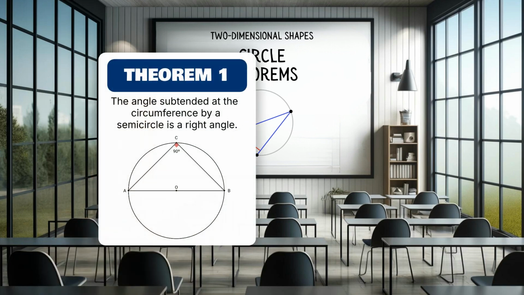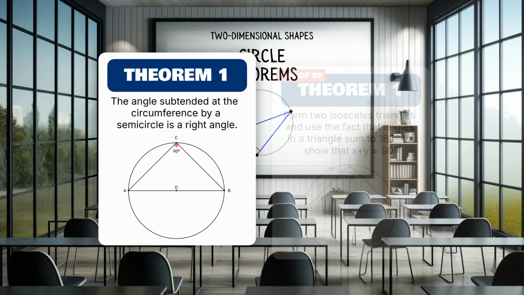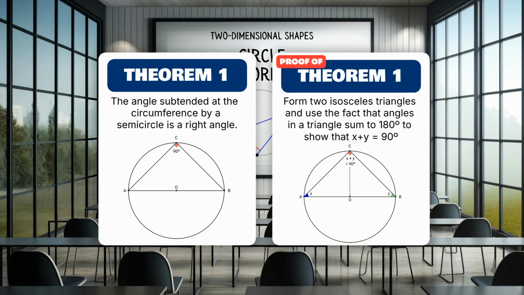We began by proving that the angle subtended at the circumference by a semicircle is always a right angle. By drawing a diameter and a point on the circumference to form a triangle, we used the properties of isosceles triangles and the fact that the diameter subtends a 180-degree angle at the center to show that the angle at the circumference is 90 degrees.